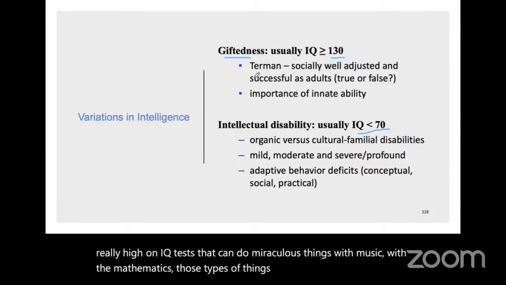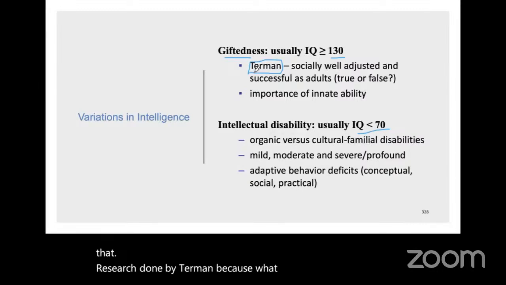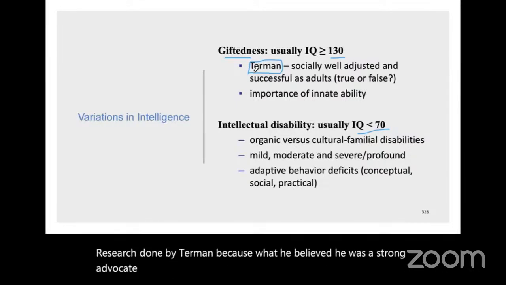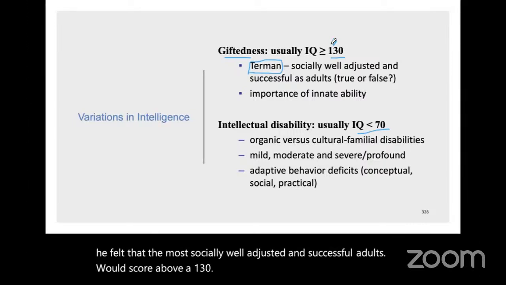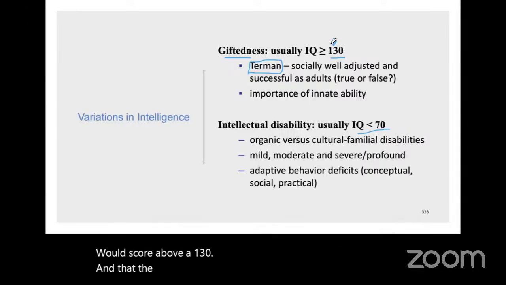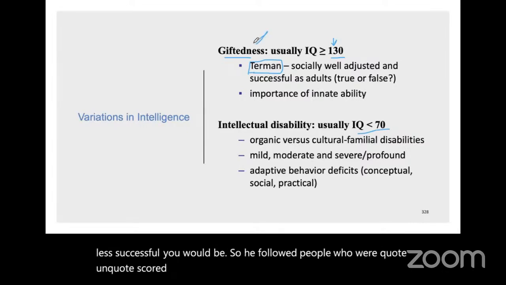But the interesting thing was research done by Terman, because what he believed, he was a strong advocate of the intelligence movement, of the IQ movement. And so he felt that the most socially well-adjusted and successful adults would score above a 130. And that the less you score, the less socially well-adjusted and the less successful you would be. So he followed people who were, quote unquote, scored in the gifted range for decades. We're talking 40, 50 years.